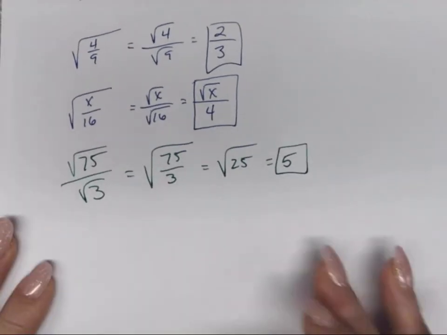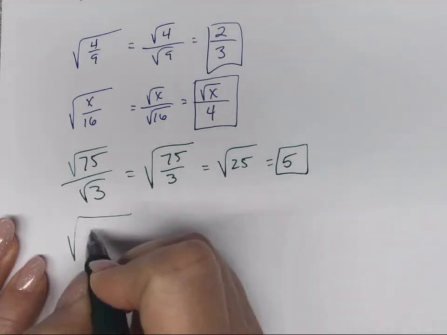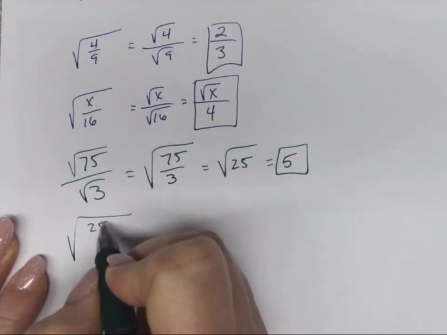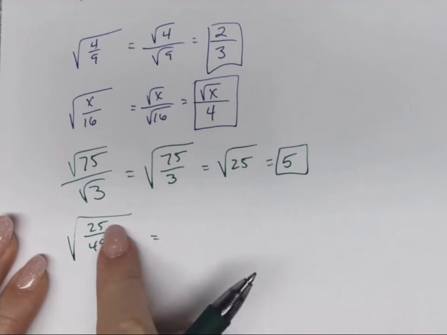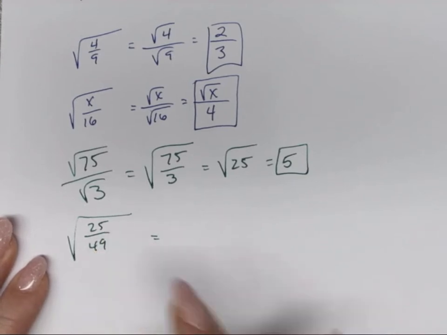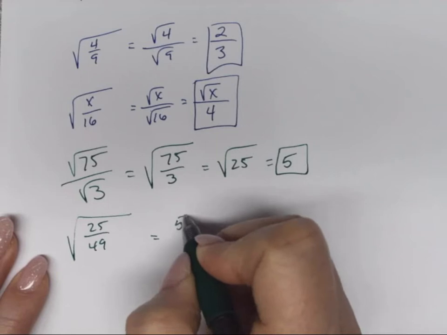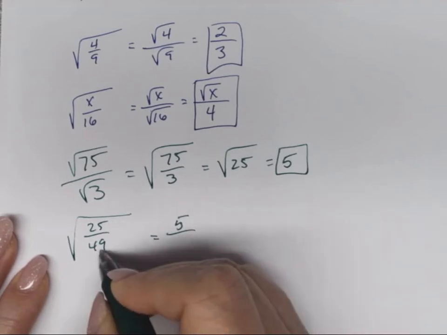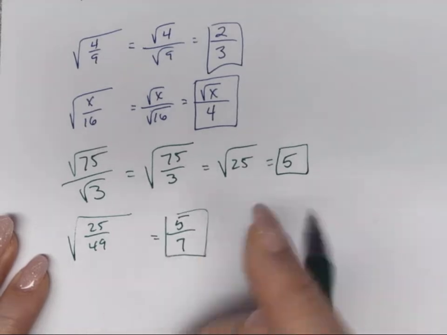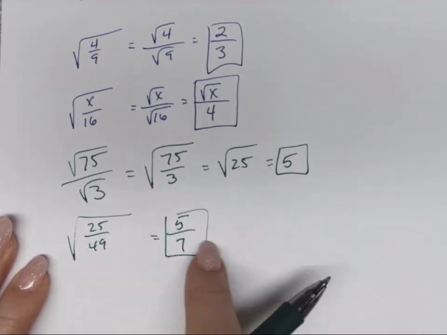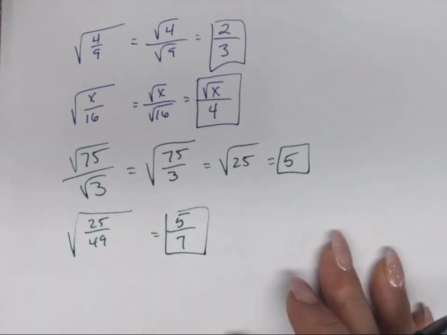All right, what if we have the square root of 25 over 49? We don't actually have to separate it, because if they are perfect squares, I can just take the square root of 25, which is 5, over the square root of 49, which is 7. So you don't always have to break it up. When they're that perfect square part, you can just leave it as it is.